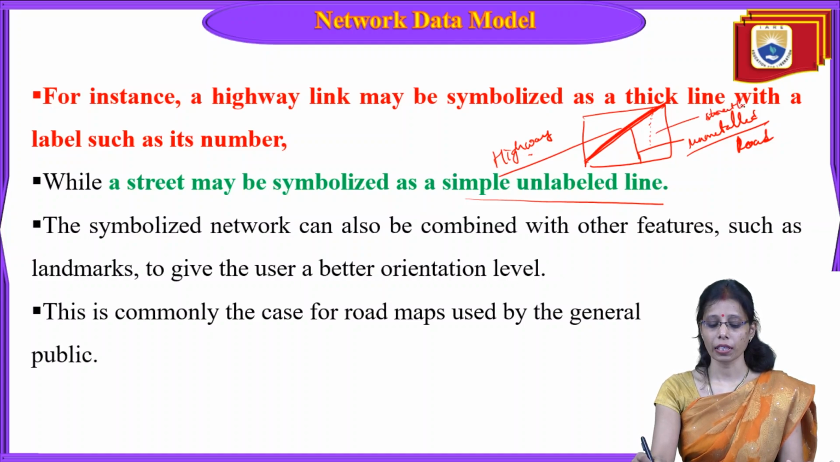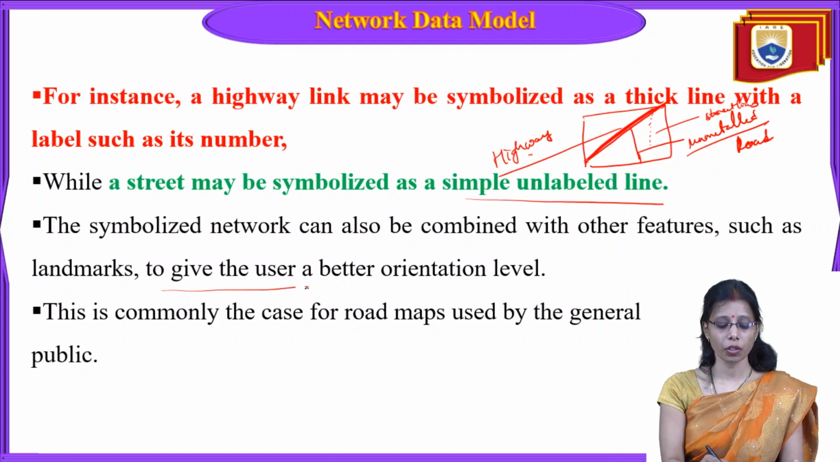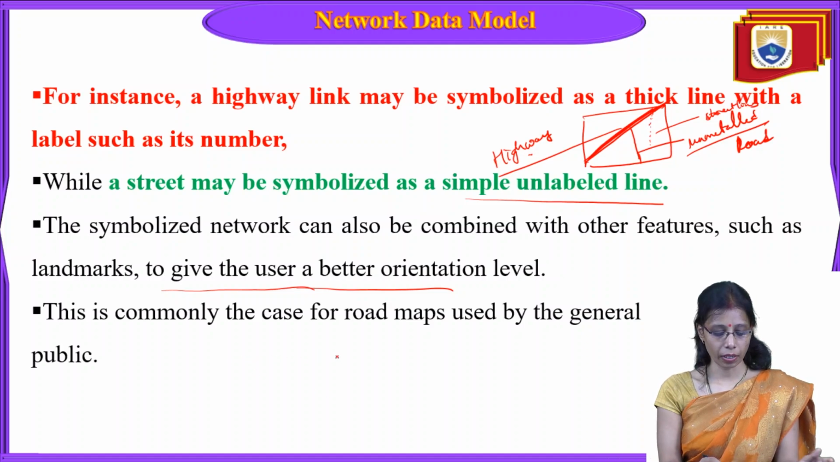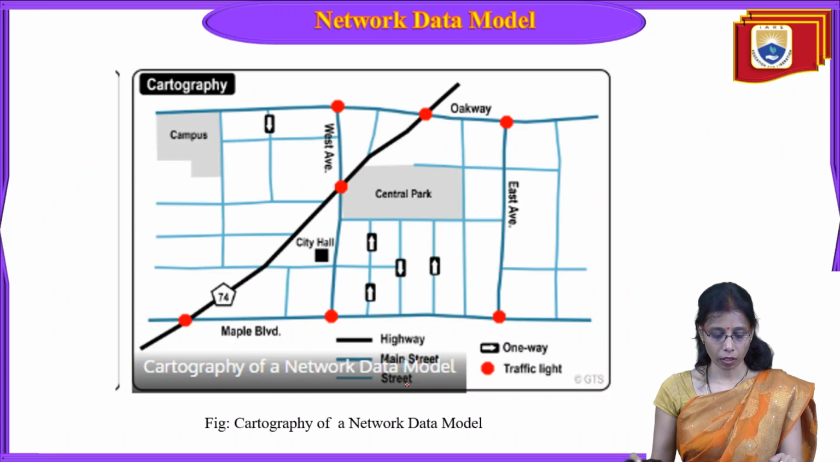Okay, street lines. The symbolized network can also be combined with other features such as landmarks to give the users a better orientation level. This is commonly the case for the road maps used by the general public. Okay, this is how the cartography network model looks.